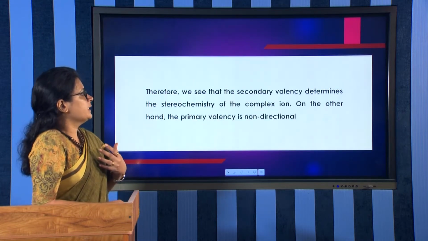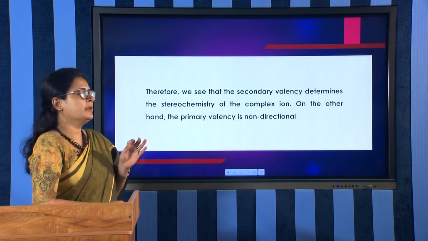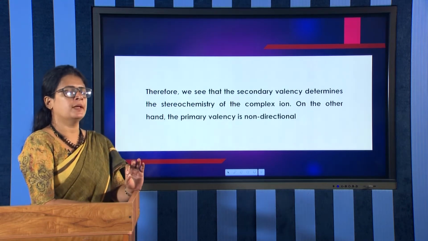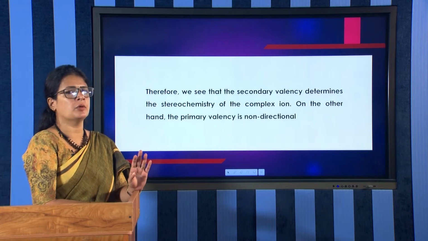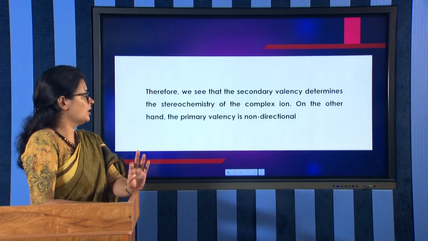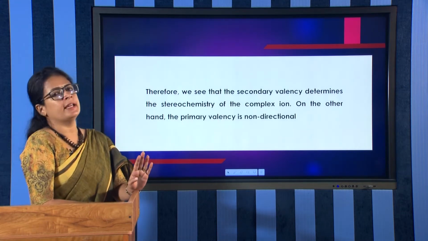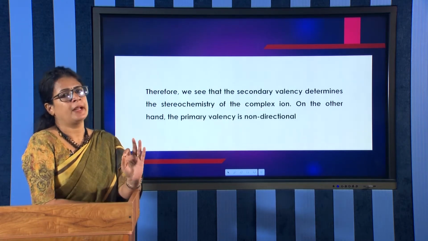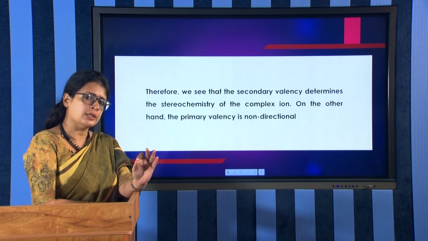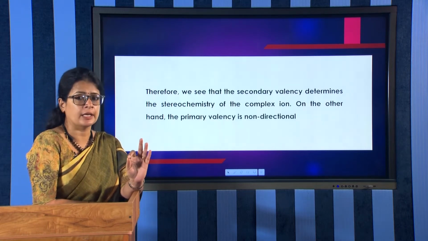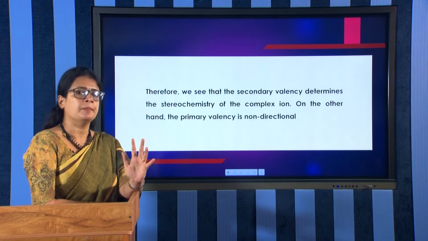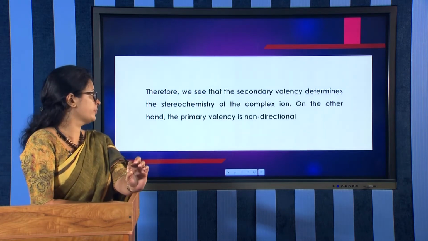Therefore, we see that the secondary valencies determine the stereochemistry of the complex. So the geometry of the complex depends upon the secondary valencies. On the other hand, the primary valencies are non-directional. So we can conclude that primary valencies are non-directional and secondary valencies are directional. Secondary valencies determine the shape or geometry of the complex.